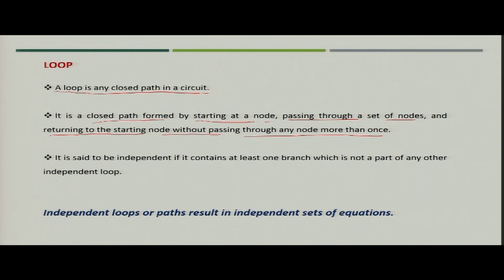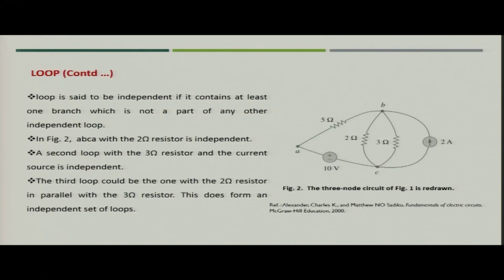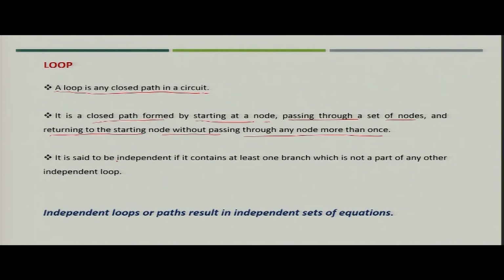So, if you see a circuit like this, when you are asked to find out the loop, it means that if you trace out various nodes and come back to the original node, then this is considered to be one loop, right. Now, this particular loop is said to be independent if it contains at least one branch which is not part of any other independent loop.